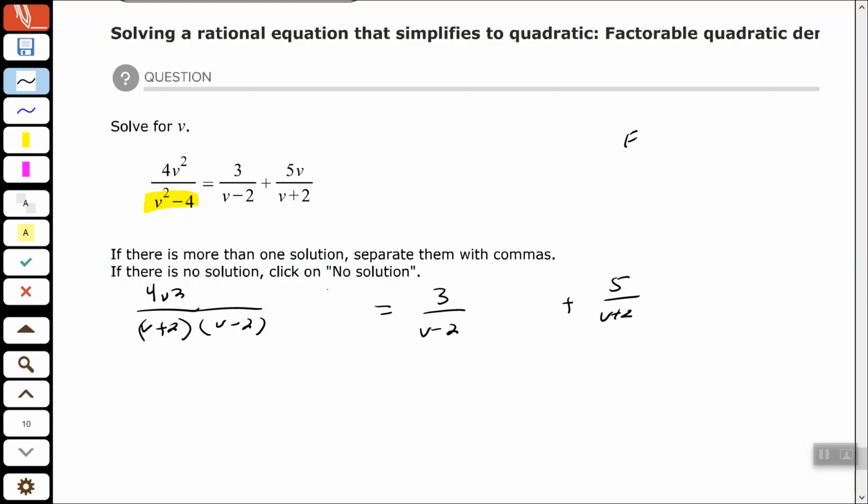Okay. So the excluded values. The only expressions that have v in them are v plus 2 and v minus 2. So I need to set each one of those equal to 0 and identify my excluded values. So subtract 2. One of my excluded values is negative 2. The other excluded value, add 2 to both sides, is positive 2.